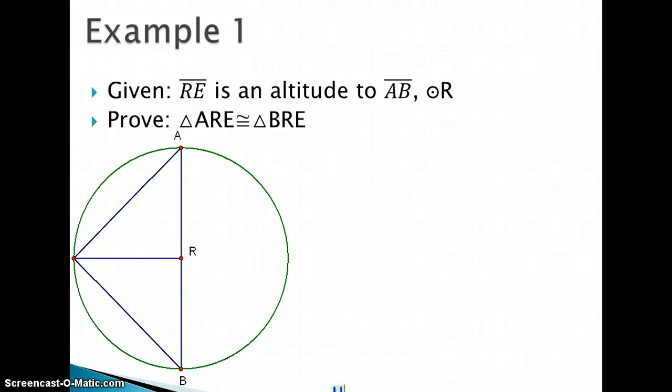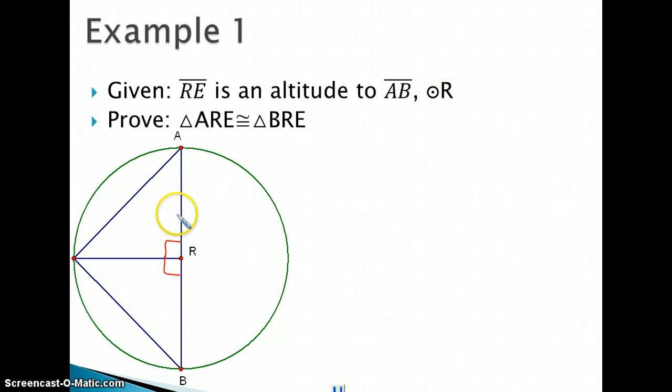So I'm going to start by marking this off, and anything that I have to actually include in my proof I'm going to put in red. So if I know that RE is an altitude, then that means that it is going to intersect segment AB and form right angles. And eventually I know that these right angles are congruent. The second given here is that we have a circle. And circle tells me, if I have that in my given, that the radii are going to be the same.